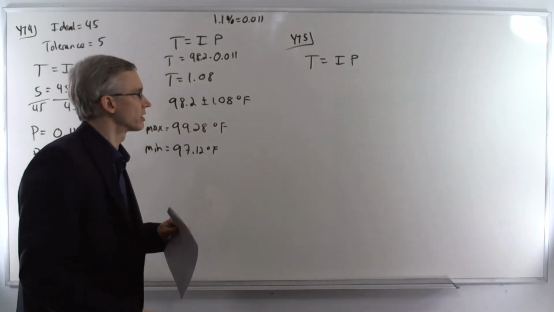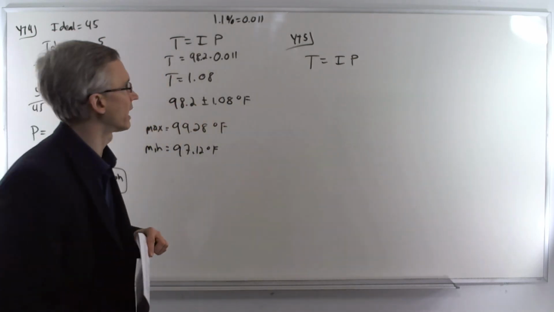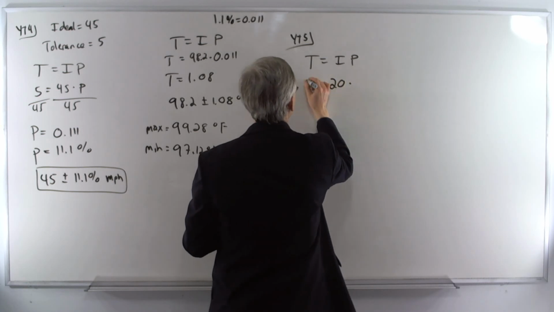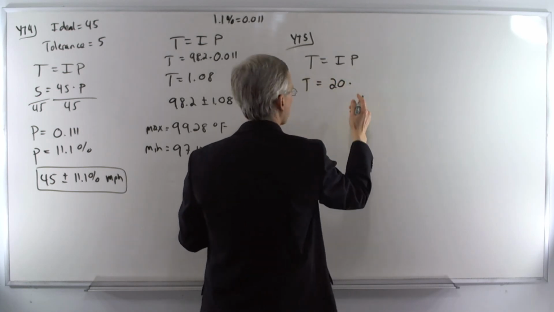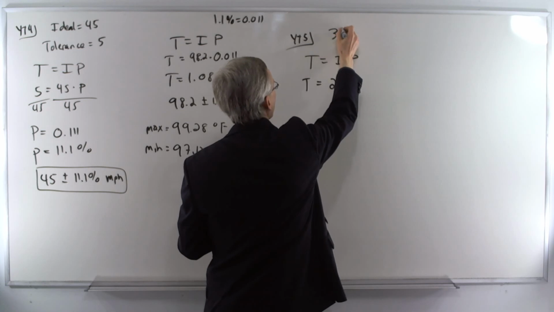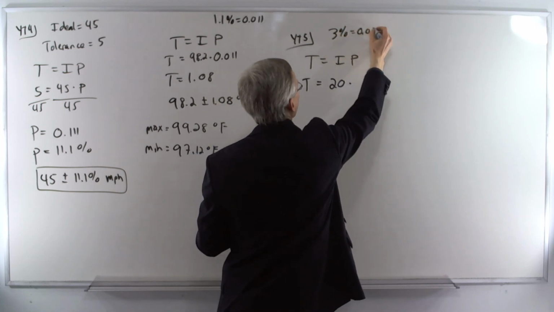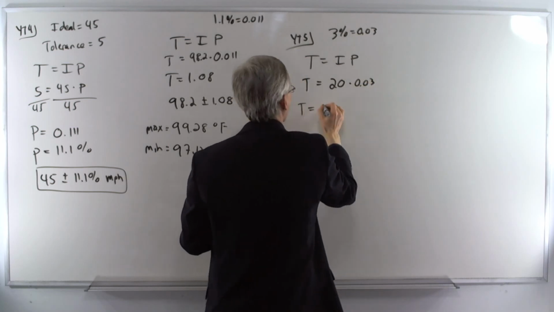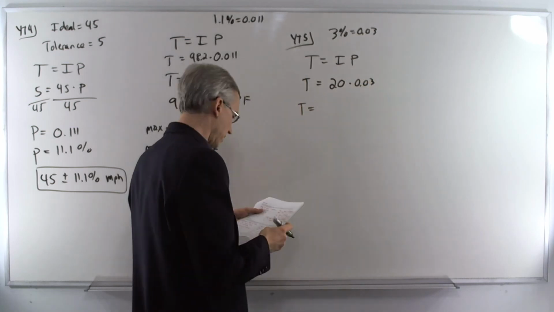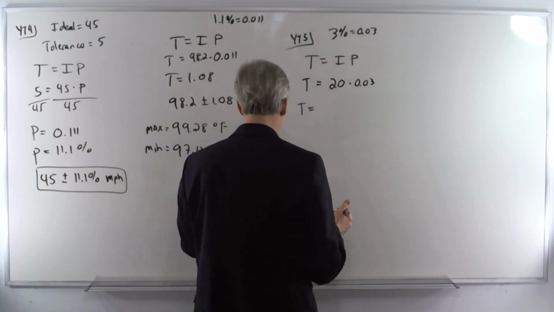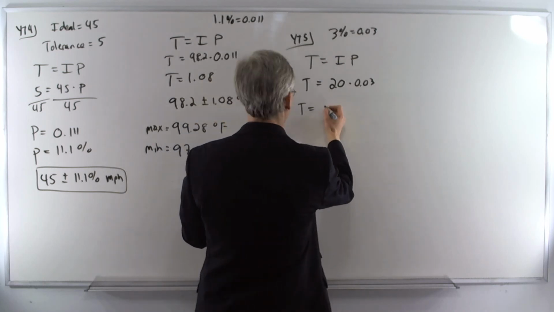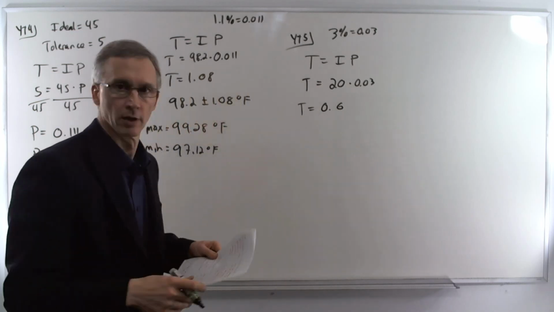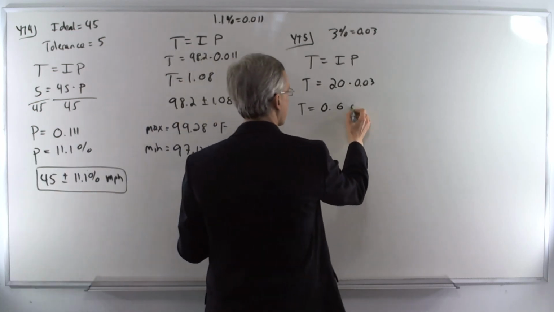Start with the tip equation. Okay, the ideal value is 20 ounces, so 20 in for the ideal. And the percentage, 3% is 0.03. So multiply that by 0.03. And we get a tolerance then of 0.6. All right, so there's our tolerance, 0.6 ounces.